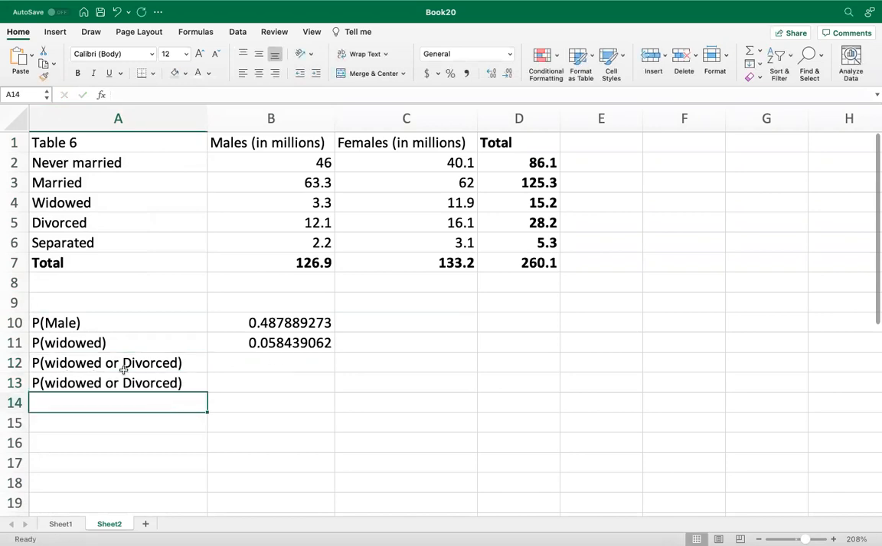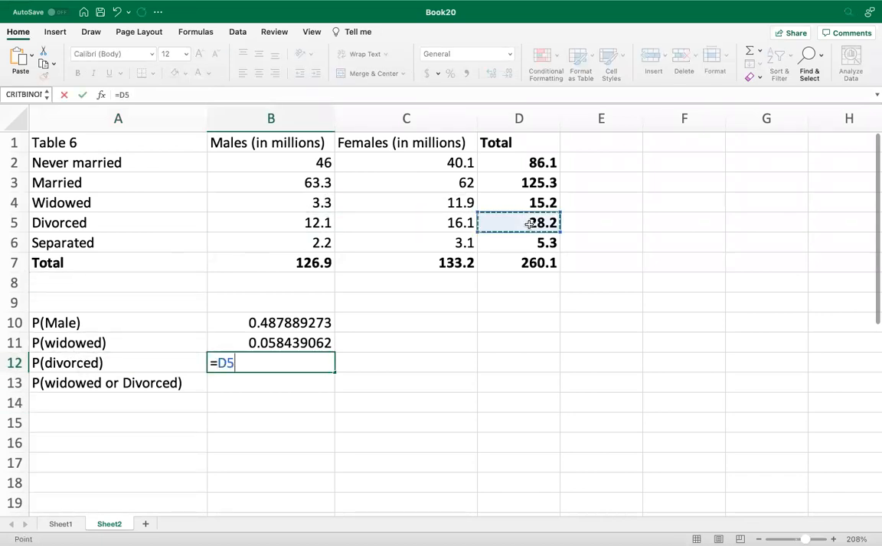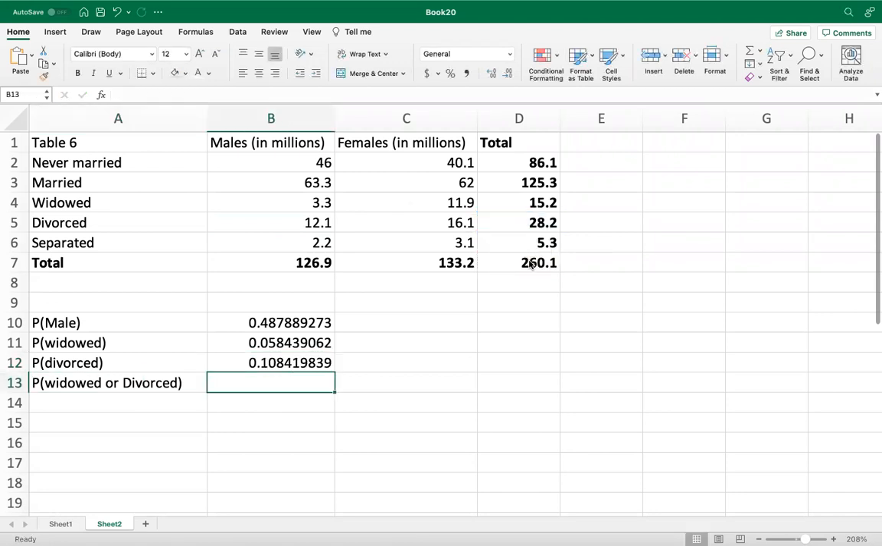So widowed or divorced. We have the probability of widowed. Let's look at the probability of divorced. So that's equal to all the divorced divided by the total. There we go. So now this is equal to the probability of widowed plus the probability of divorced. And that's it there.